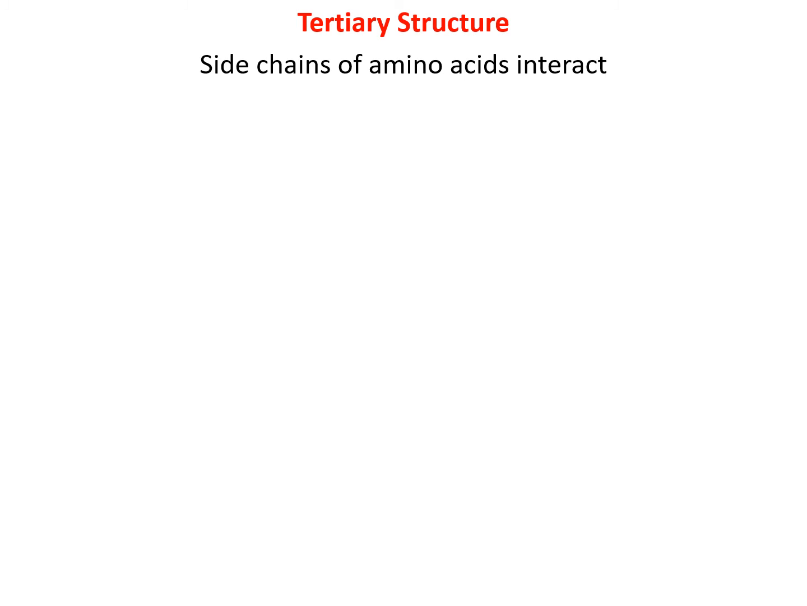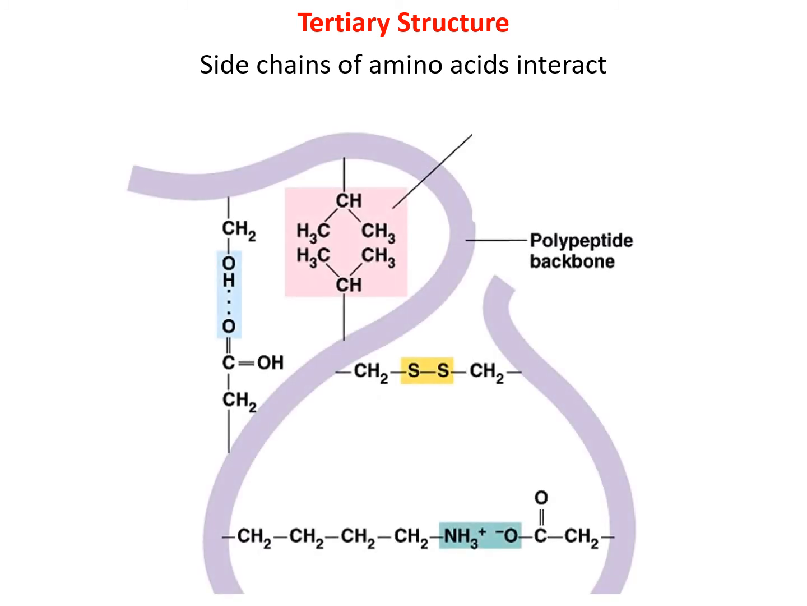Once either the alpha helix or the beta pleated sheet, that secondary structure, has been formed, now what happens is the side chains of the amino acids start to interact. So the purple line there, let's just say it's an alpha helix here. So our alpha helix, made up of many amino acids, now the side chains are starting to interact with each other. We have hydrogen bonds being formed between the side chains.